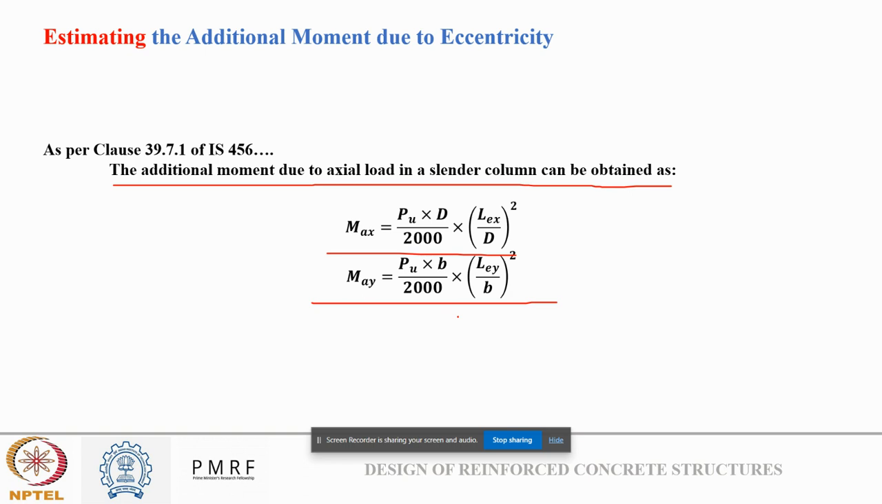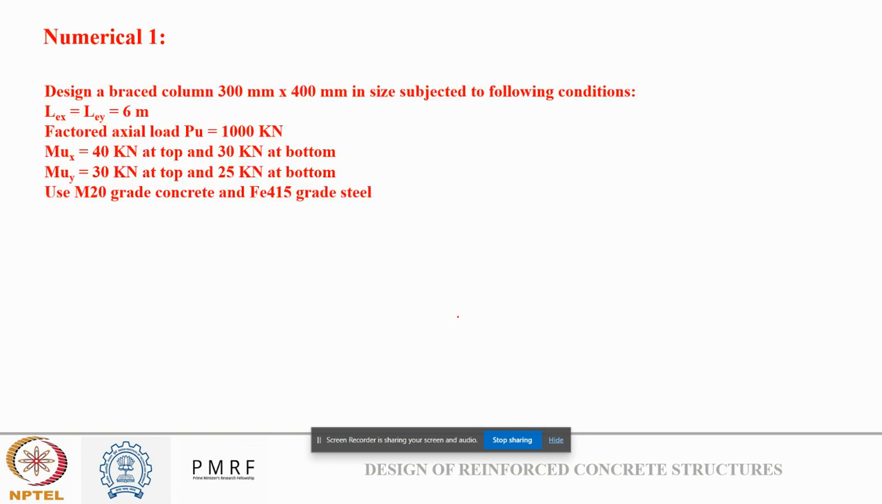Now based on this, we'll see one numerical first. What this numerical says: design a braced column 300 mm cross 400 mm in size, subjected to the following conditions. Effective length along both x and y is given as 6 meters. Factored axial load Pu is given as 1000 kilonewton. Moment along x-axis at top and bottom of the column is 40 kilonewton-meter and 30 kilonewton-meter. So these are external moments. And along y-axis it is 30 at top and 25 at the bottom. We need to use M20 grade concrete and Fe415 grade steel.